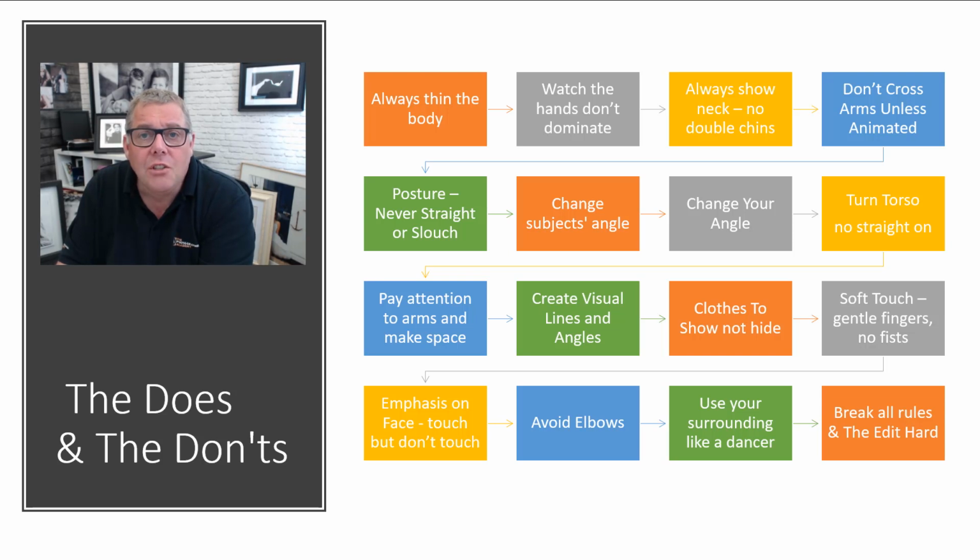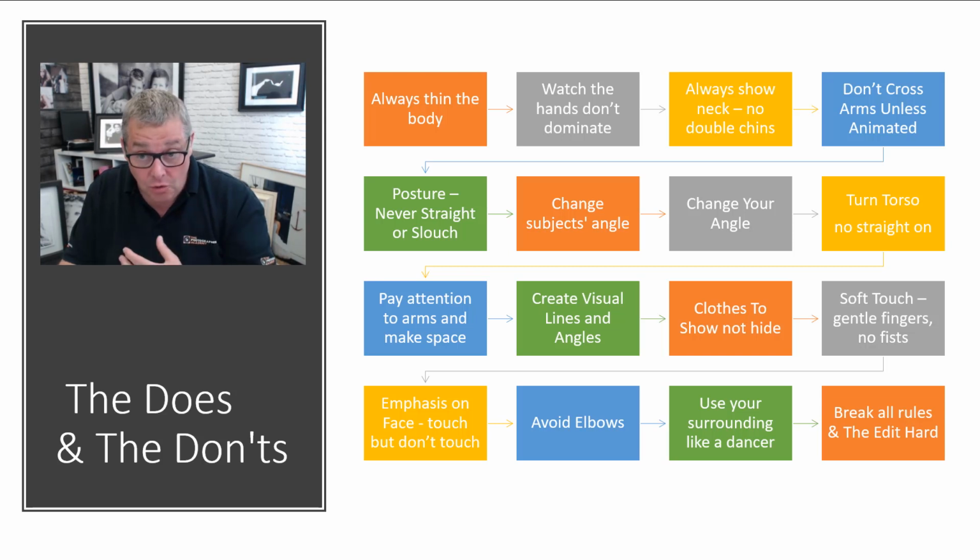We're watching that the hands don't dominate, but she is a hand model as well, so in this shoot you are going to see some hands being used very close to the face. Always show as much neck as you can and avoid any double chin angles, specifically when you're shooting from a lower angle up, or you're dropping the subject's chin too low.